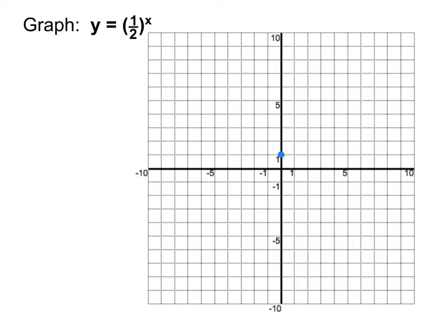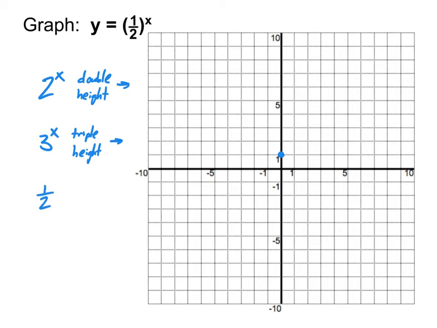Now remember when it was 2 to the power of x, I doubled the height as I went to the right. When it was 3 to the power of x, I tripled the height as I went to the right. So in this case, I have 1/2 to the power of x. And as you might expect, that means we are going to halve the height as we go to the right. So where I started at 1, I then would go up half as far for my next point. And then half as far as that for the next point after that. And so on and so forth all the way down. So as I go to the right, I'm dividing by 2.